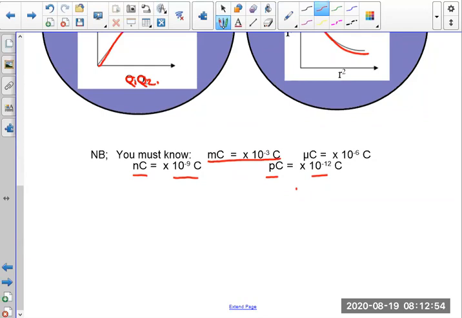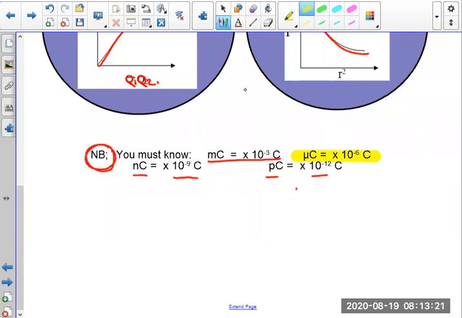This is very important because they're not going to give everything in coulomb. They're going to give it in millicoulomb or in microcoulomb or in picocoulomb or any one of those. So how to change that is very important. The one that they use the most is the microcoulomb, so you need to remember that.